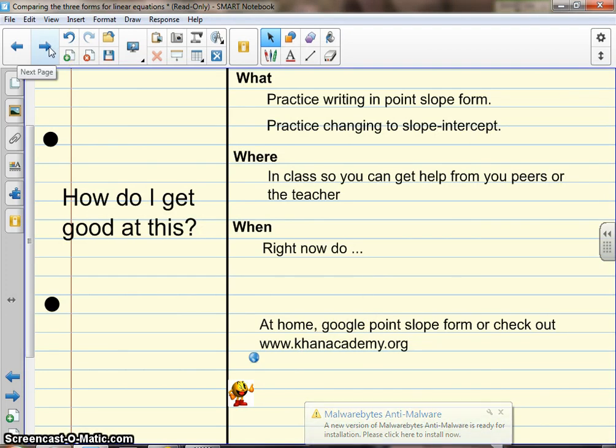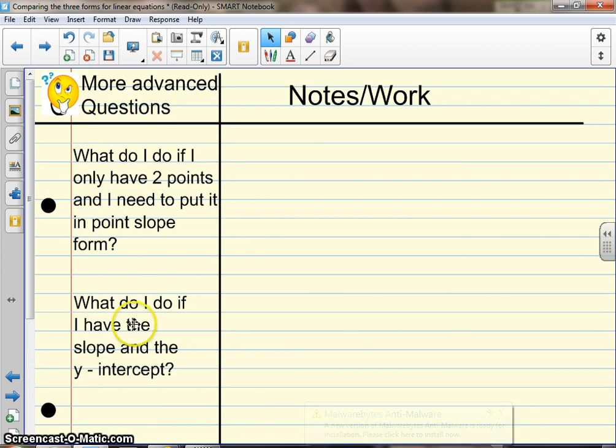There are a few things more advanced. So if you get done with all this, you might want to check with your teacher about these questions. What do I do if I only have 2 points? Well, then you're going to have to find the slope. And then once you have the slope, you can choose one of those points. Also, what do I do if I have the slope and the y-intercept? Talk to your teacher about that too.